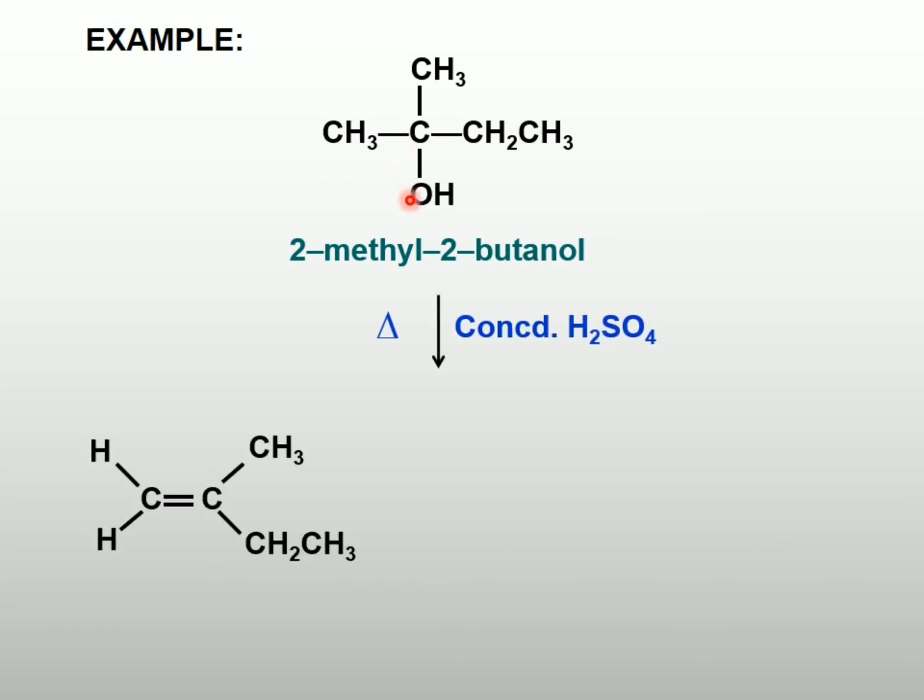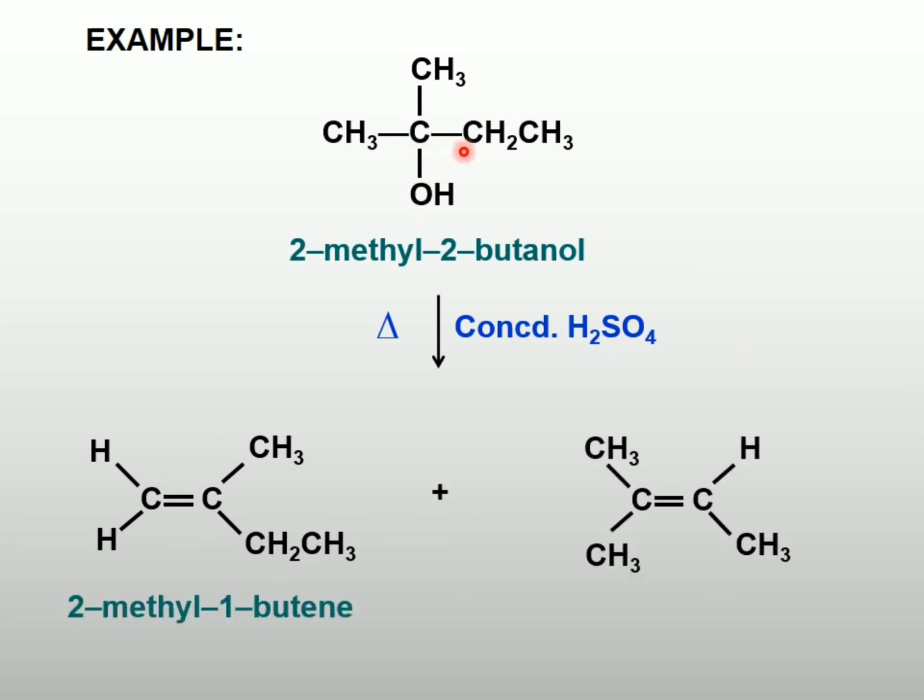And then another way of elimination is I can remove the hydrogen from the third carbon. So when the hydrogen atom is removed from the third carbon and the OH group, the carbon-carbon double bond will appear on the second and third carbon, which I will get 2-methyl-2-butene. So these are the two alkenes from the elimination.